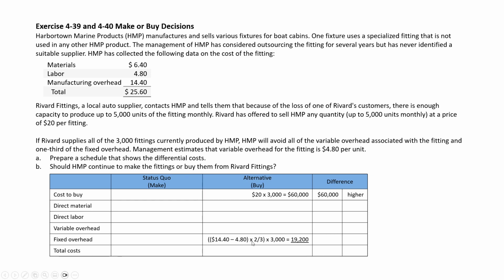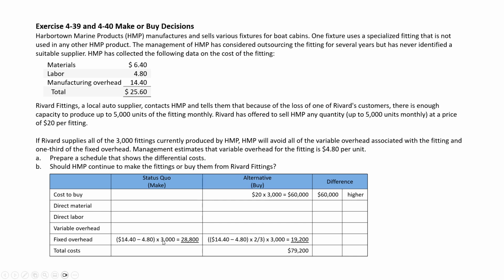I'm not multiplying it times a third because a third of it is going to go away. The other 2/3 isn't going to go away, so it's still going to be there if we buy the 3,000 units. So 14.40 minus 4.80 times 2/3 times 3,000 is $19,200 in fixed overhead that's still going to exist if we buy it. Total cost to buy: $19,200 in fixed overhead plus $60,000 outside purchase price, so total cost would be $79,200.